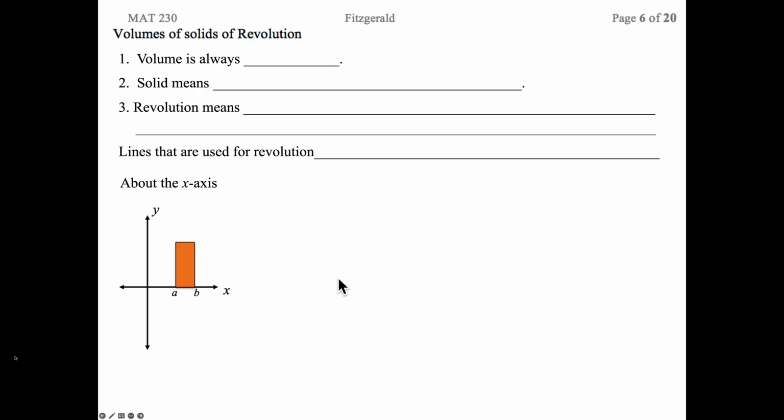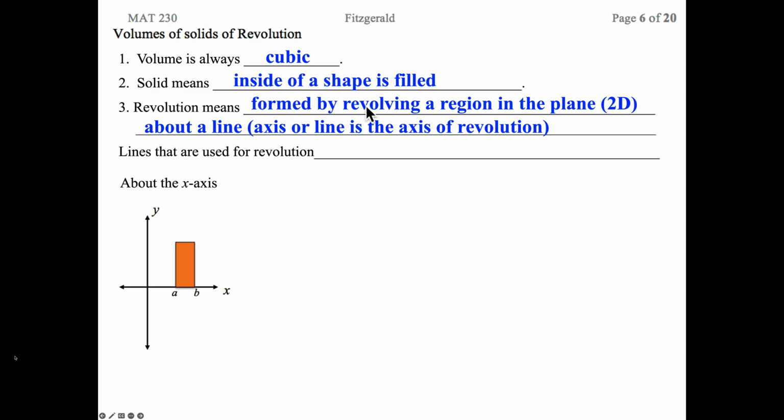All right, so here we go. Our volumes are going to be volumes of solids of revolution. Volume, remember, is always a cubic unit. Solid means the inside of a shape is all filled in. And revolution means formed by revolving a region in the two-dimensional plane about a line, which could be your x-axis or your y-axis or some vertical or horizontal line. Examples could be x equals a, x equals b, y equals c, y equals d, the x-axis, the y-axis, or some other line.